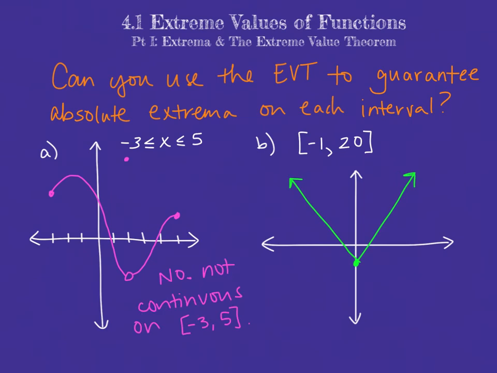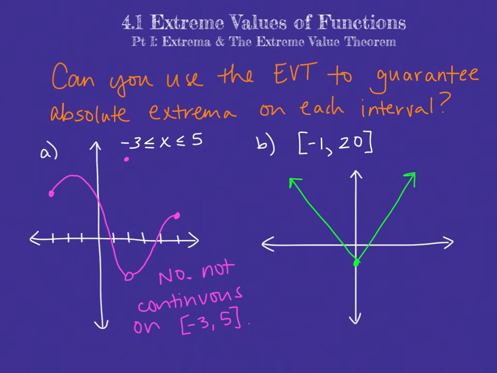In part B, we have the absolute value function shifted down a certain number of units, and we want to see if we can use the extreme value theorem once again to guarantee absolute extrema on the interval from -1 to 20. So here's our a and b value. Now, is this function continuous from -1 all the way to 20, wherever that may be over here? Yes. Even though it comes to this corner here, we are still continuous. We're not differentiable, but that doesn't matter.